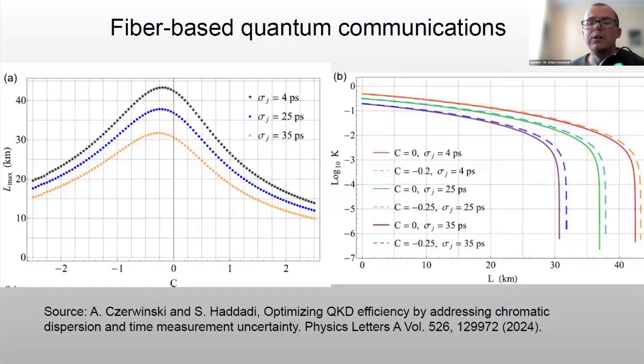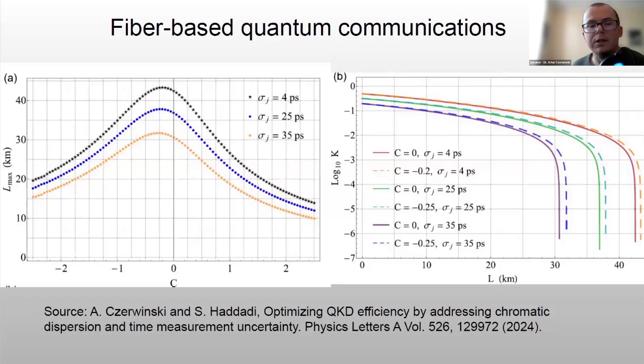And here we can compare the results for 3 different values of the detector's uncertainty. This is the so-called detector's jitter. It is either 4 picoseconds, 25 picoseconds, or 35 picoseconds. And we can see what was anticipated: if we increase this jitter, so we increase the noise that is introduced by the detector, then the amount of key declines more rapidly, and also the distance for secure communication is shorter. But what is even more interesting, we were particularly interested in this capital C parameter.